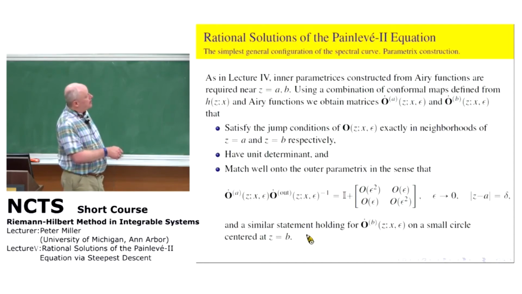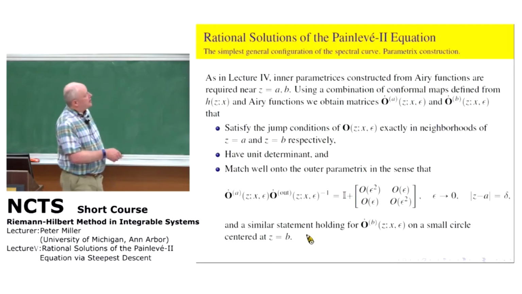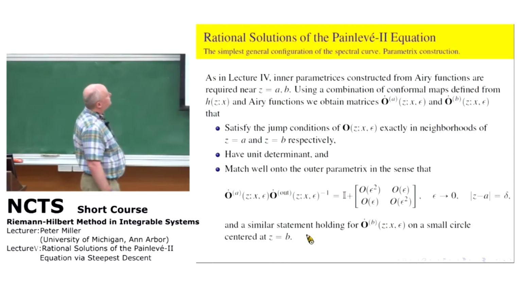They have unit determinant, and they're going to match nicely onto the outer parametrix in the sense that if I fix some radius, the distance from the point A, for instance, and I look at this ratio, O dot A times O dot out inverse, I'm going to have identity plus something small, this small, actually, as epsilon goes to 0. And a similar statement is going to hold for O dot B on a small circle centered at z equals B. So that's the matching condition. All right, so those are analogs of what we did in lecture 4, but first we had to deform the contour into some kind of curved thing, and then we could use all of those same ideas.